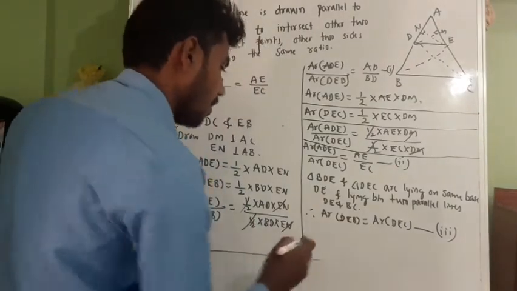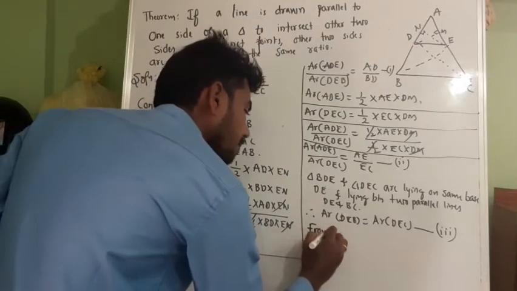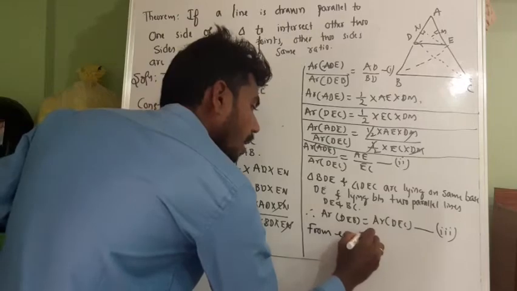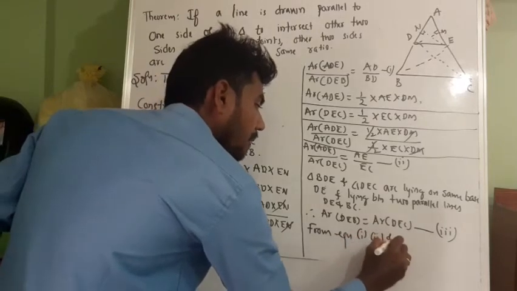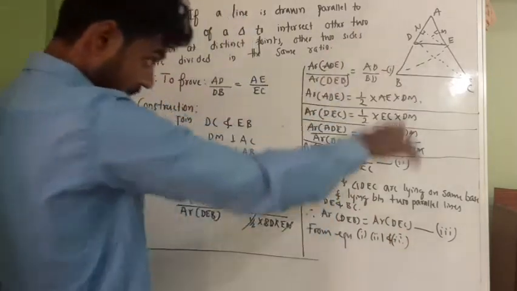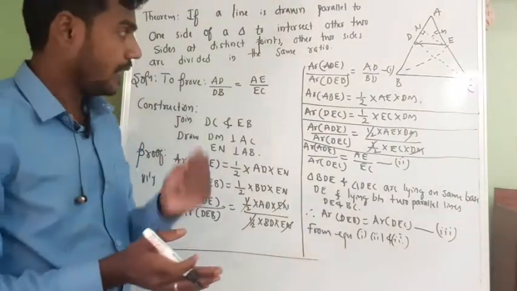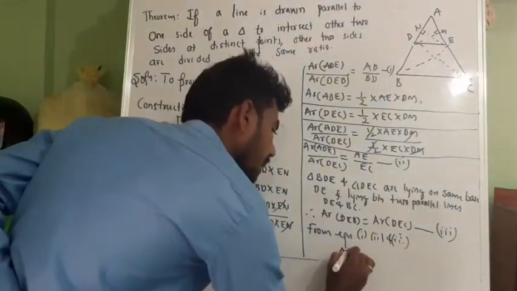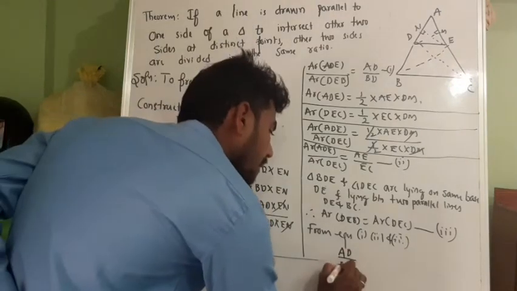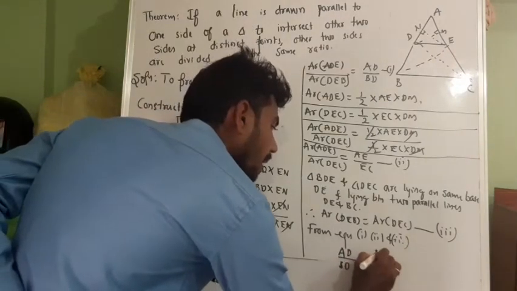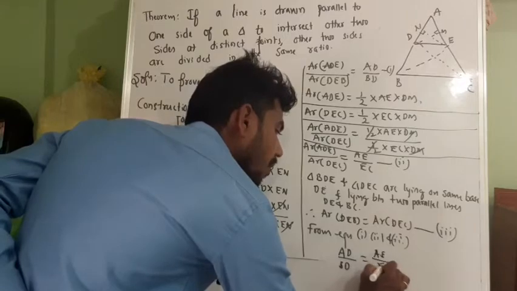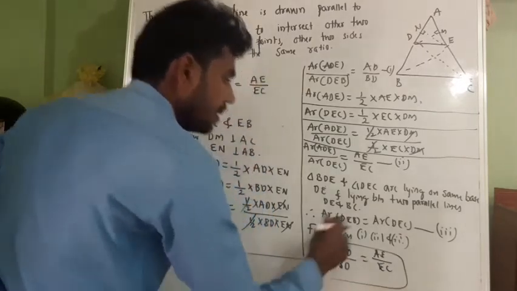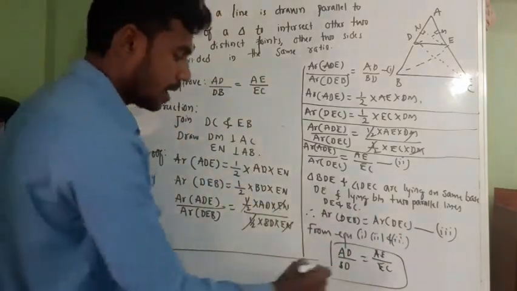Now from equation 1, 2 and 3, what can we write? AD by BD is equal to AE by EC. Why, from these three equations, do we conclude this? Because I'll show you.